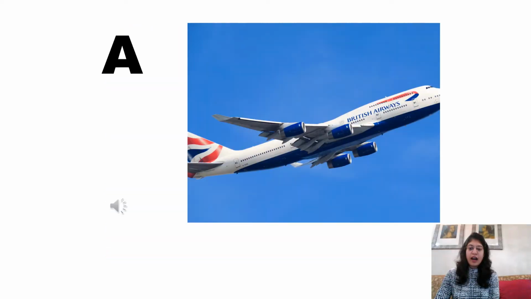A is called A in French. A stands for avion. Avion, which means plane. Now listen to the pronunciation of the native French speaker. Avion. Again, avion.